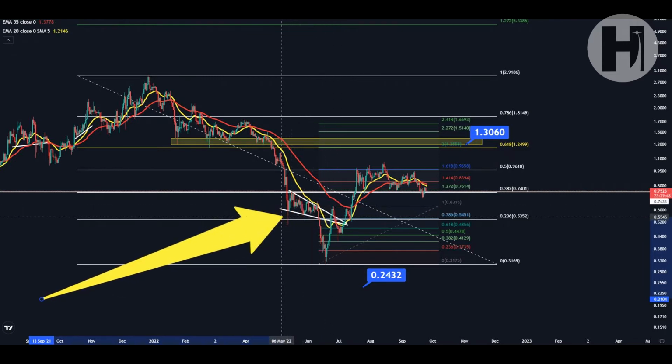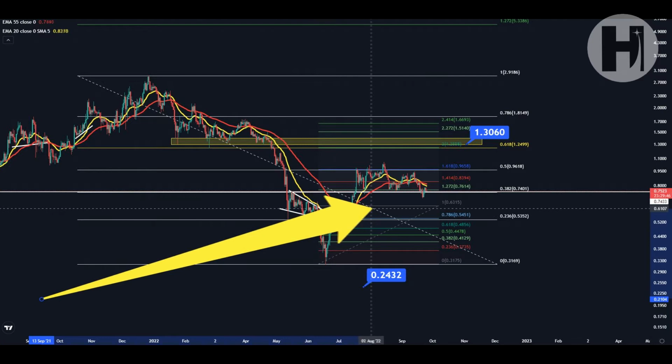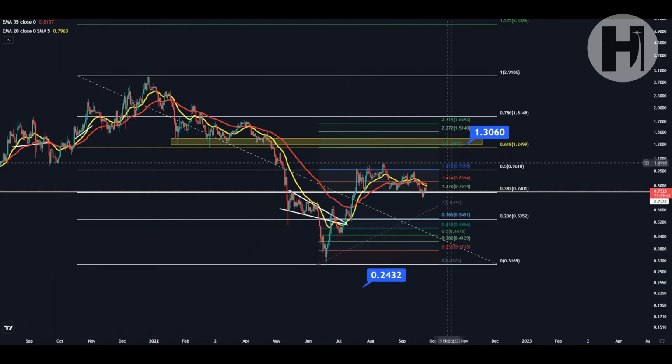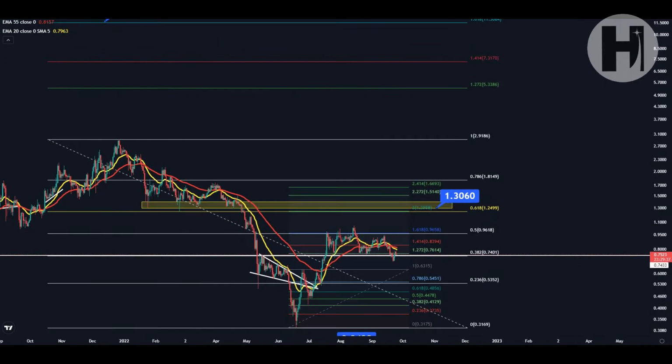Obviously, we can dump lower, but if we go lower, just buy more. I'm just here to give you more support levels for you to take a look at and potentially see where you want to buy into the project.